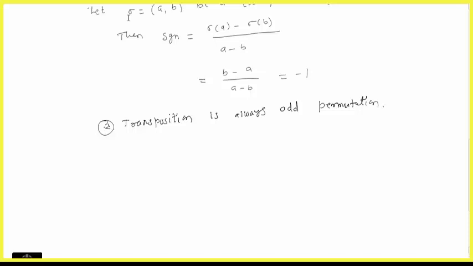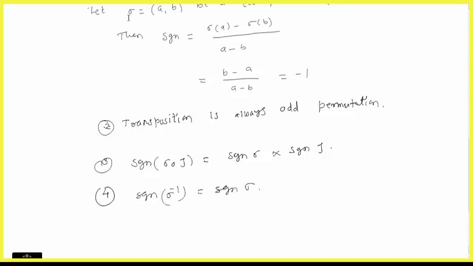And the third and fourth remarks are: the sign of sigma circle tau is equal to the sign of sigma into the sign of tau. Fourth one, the sign of sigma inverse is equal to the sign of sigma.